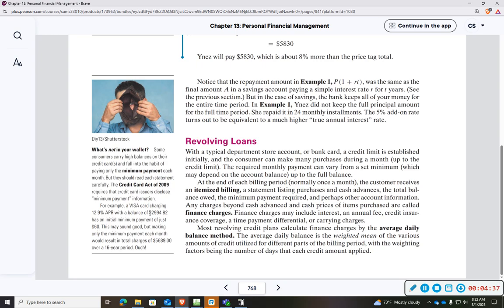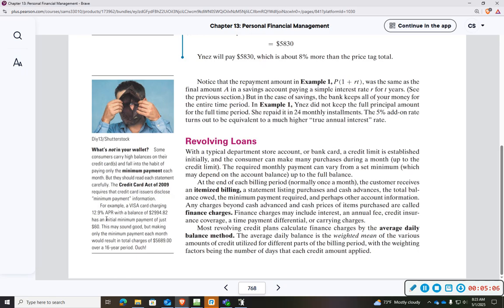You owe $3,000, you only have to pay $60 a month, but it tells you making only the minimum payment each month would result in total charges of $5,689 over a 16-year period. So you have a $3,000 balance, and if you only make the minimum payment, you're going to pay almost double. Okay, almost double. You're paying almost $5,700. That's almost double. So let's see what percent that is.